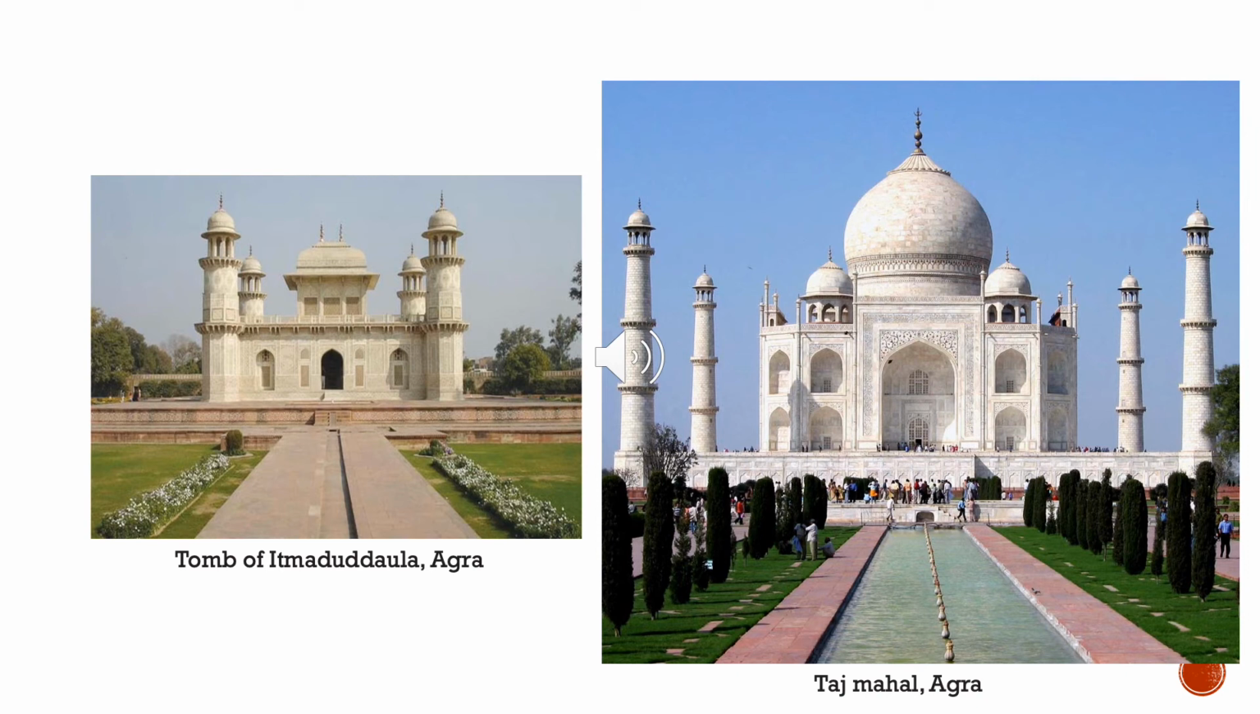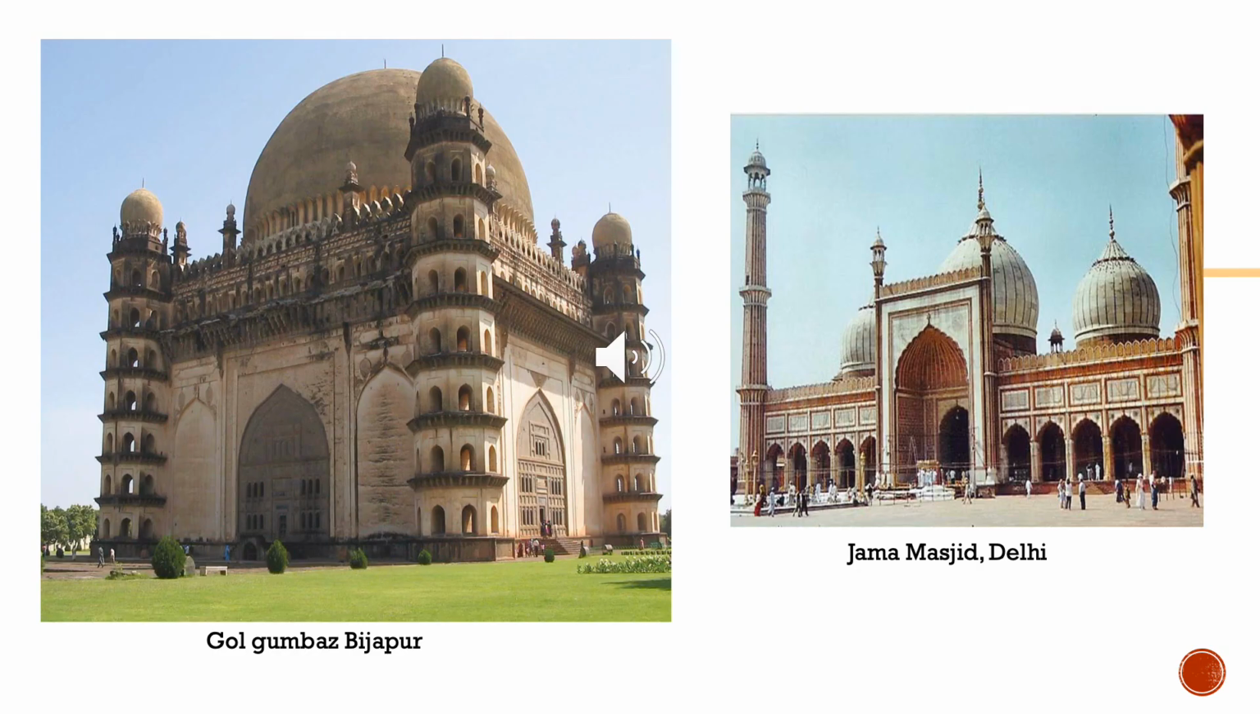Examples of tombs: the tomb of Itimad-ud-Daulah in Agra, and on the right side, no introduction needed, is the Taj Mahal in Agra. Other examples of Indo-Saracenic or Indo-Islamic architecture: on the left side is the Gol Gumbaz in Bijapur, the largest dome in Asia, and on the right side is the Jama Masjid, Delhi.